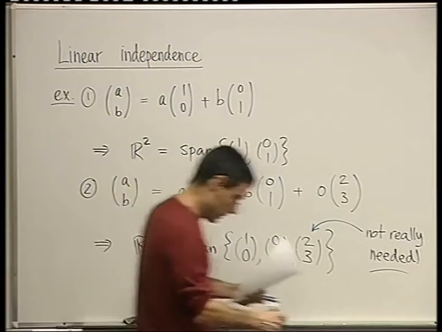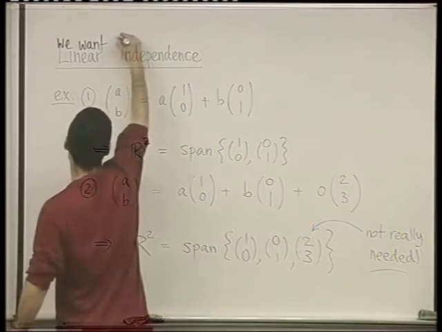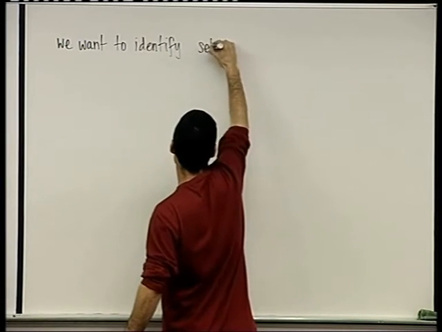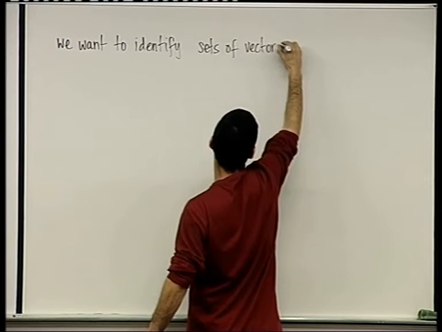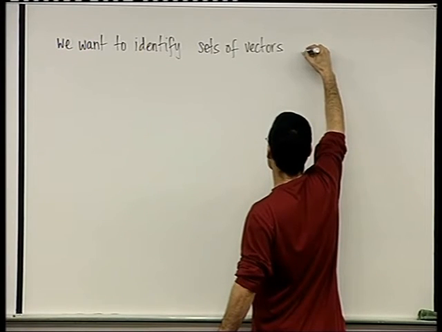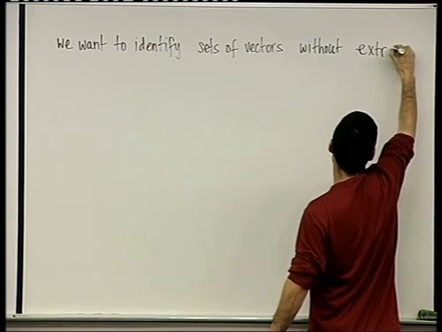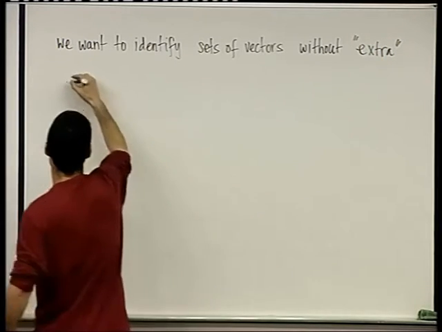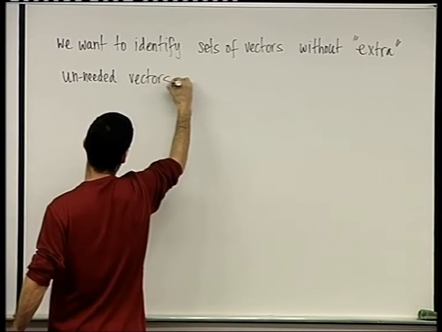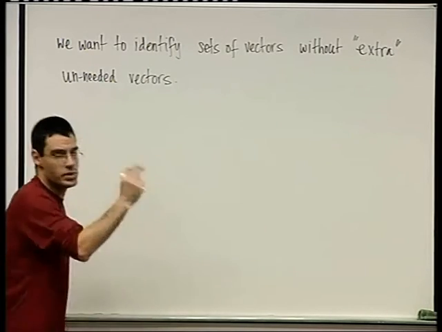Clear? Okay. So let's write these ideas. So we want to identify sets of vectors, let's write it in quote marks, without extra unneeded vectors, where we really need all of them, where all of them are indeed necessary in terms of the span, in terms of adding new stuff to the span.